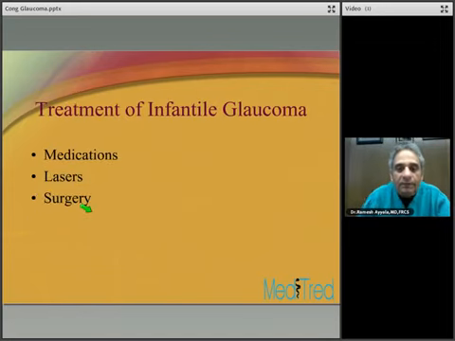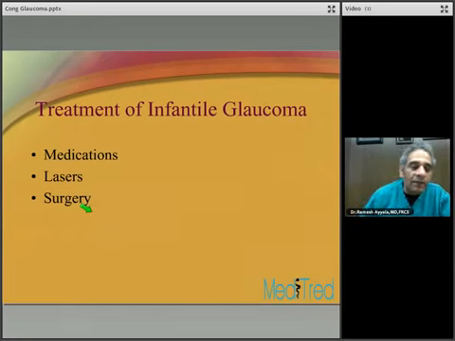So the treatment for infantile glaucoma, just like adult glaucoma, will include medications, lasers, and surgery depending upon the condition. In the majority of these patients, you want to try medications. If it's not effective or poorly controlled, then you want to go for surgical intervention. But every time you do surgery in infantile glaucoma patients, you have to be really careful.